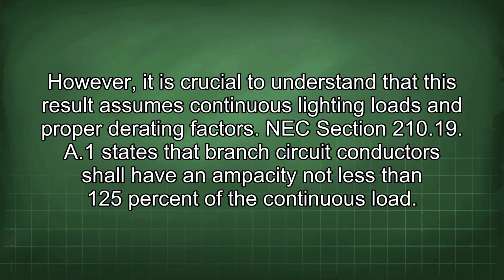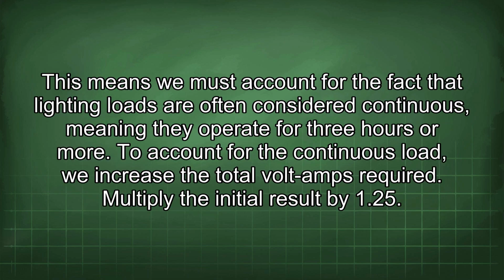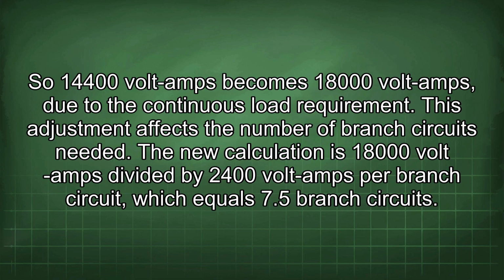However, it is crucial to understand that this result assumes continuous lighting loads and proper derating factors. NEC section 210.19(A)(1) states that branch circuit conductors shall have an ampacity not less than 125% of the continuous load. This means we must account for the fact that lighting loads are often considered continuous, meaning they operate for 3 hours or more. To account for the continuous load, we increase the total volt-amps required. Multiply the initial result by 1.25. So 14,400 volt-amps becomes 18,000 volt-amps, due to the continuous load requirement.